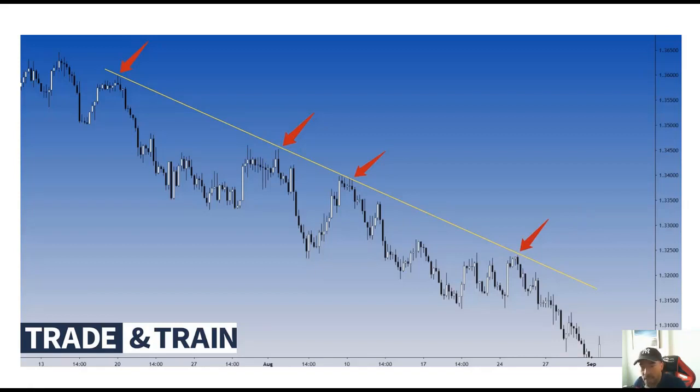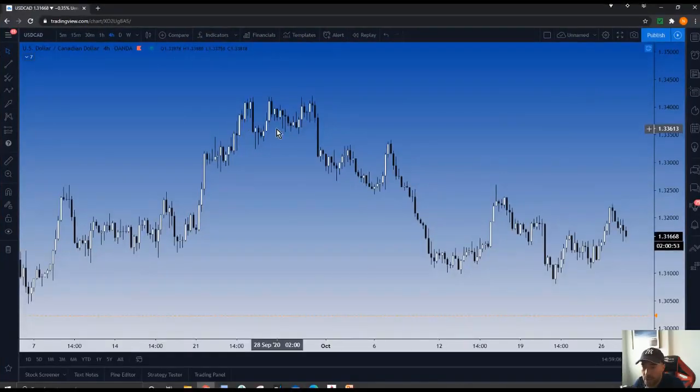Now, it's not actually in the slides here, but sometimes price will break above the trend line in a downtrend or break below the trend line in an uptrend. And we get what's called false breaks. So I'm just going to quickly show you that while recording this video. I think there's an example here on dollar CAD.